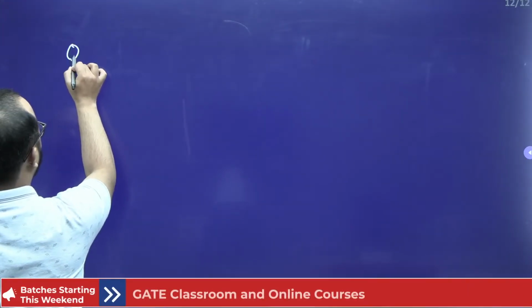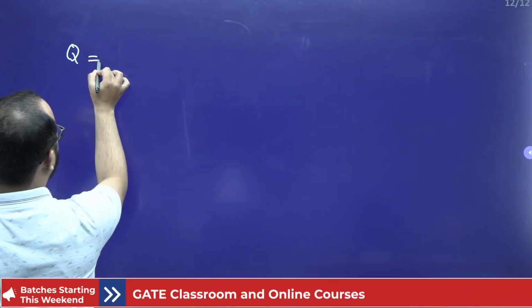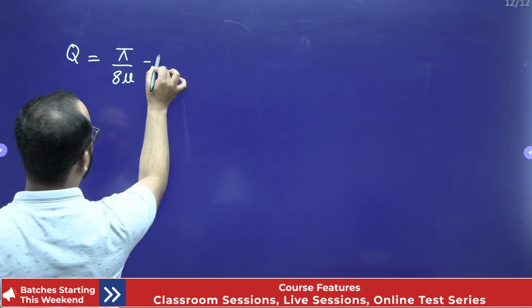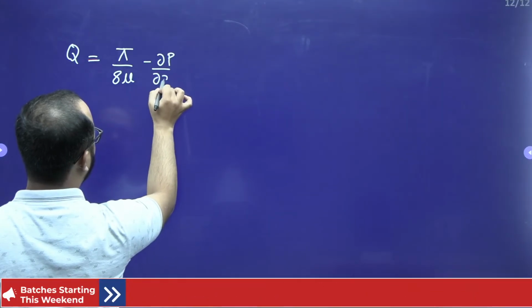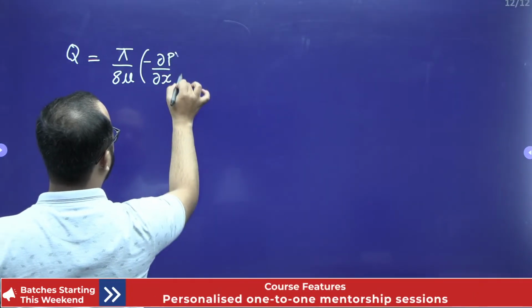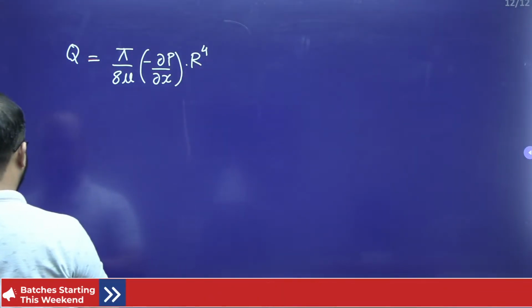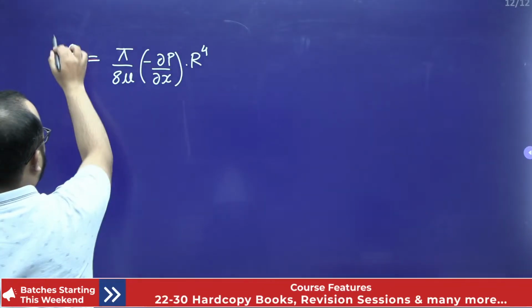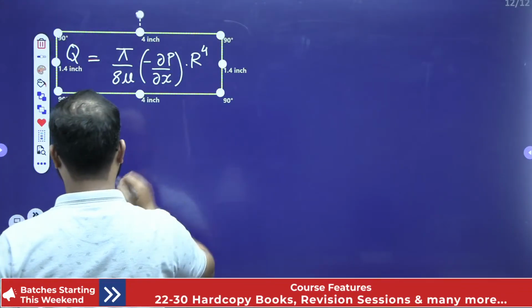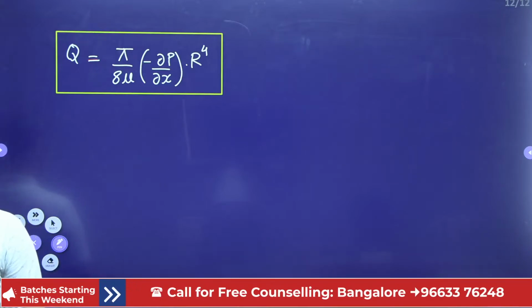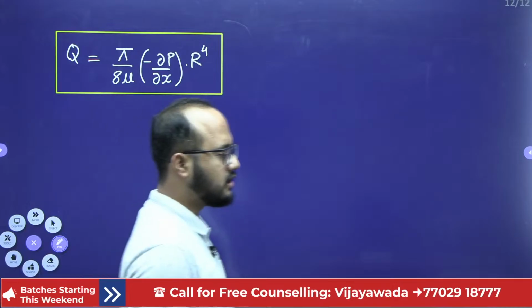Okay, so to solve, finally pi by 8 mu into r to the power 4. So this will be the relation you will be having. Yes, everyone tell me whether it is correct or not. Everyone should tell what will be the correct answer. Pi by 8 mu into minus dou p by dou x into R to the power 4. That is the discharge formula we are having.